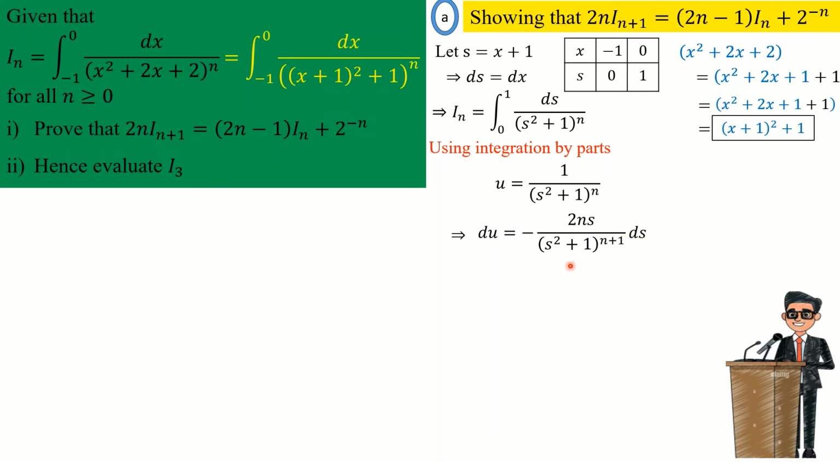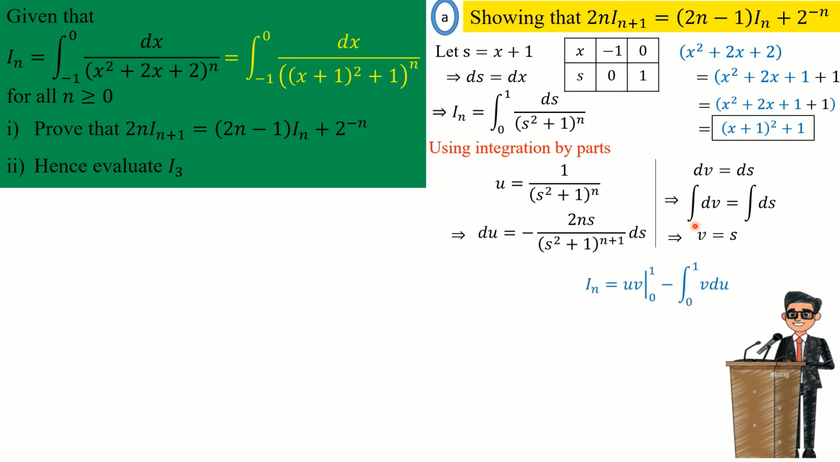That's basics of differentiation. So I've gotten my du. Now next, my dv is simply going to be ds. Doing it that way, it means that the integral of dv will give me the integral of ds, because I need to find v, that's why I'm integrating dv. From there, I get my v to be equal to s.